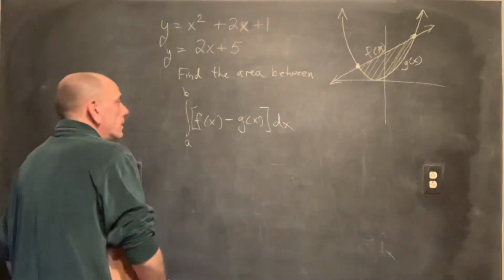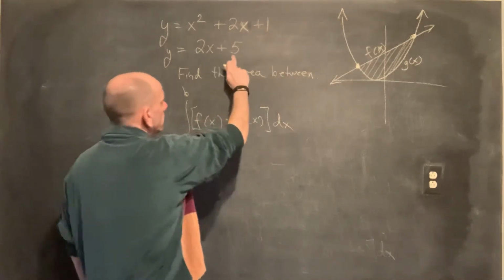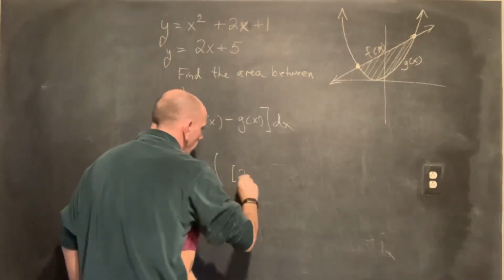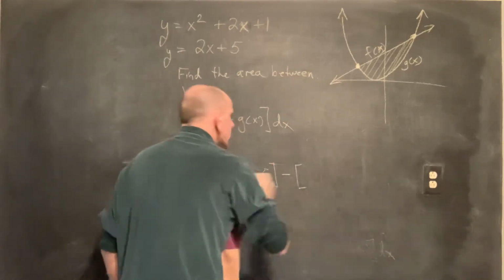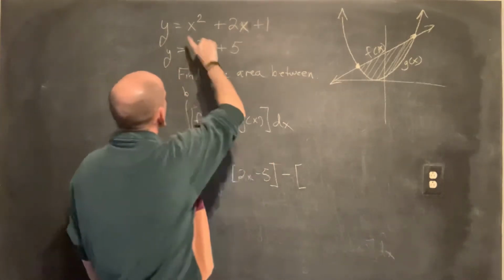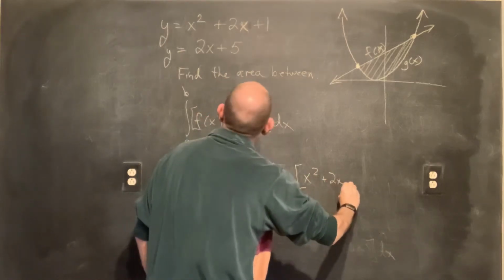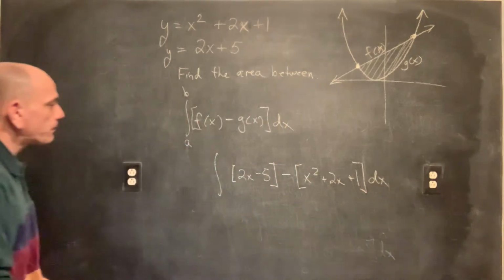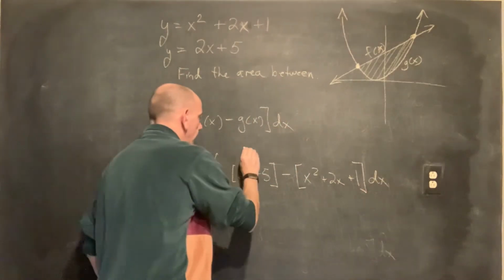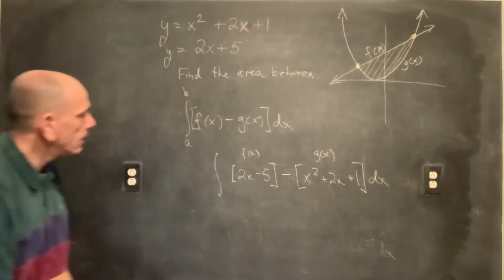Okay, so let's see. So far we've already got the integral. We're going to have our linear function, 2x plus 5, subtract our parabola function, x squared plus 2x plus 1, dx. So here's my f of x, the greater function, and there's my g of x, and I'm taking their difference.